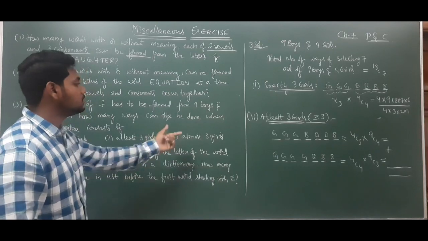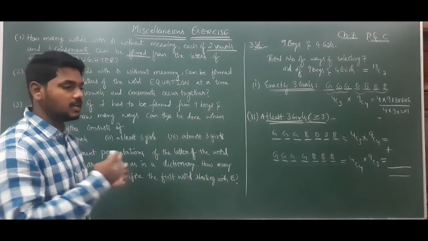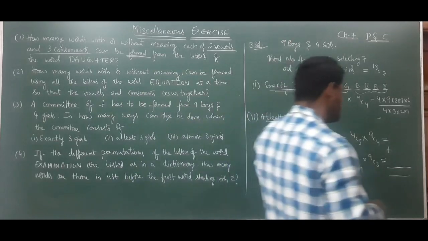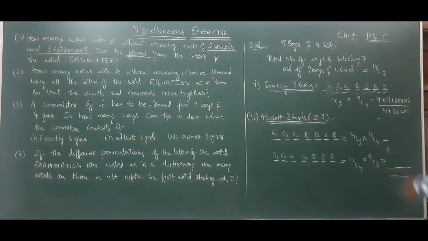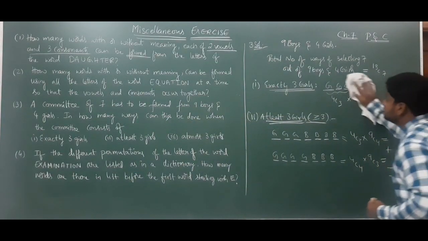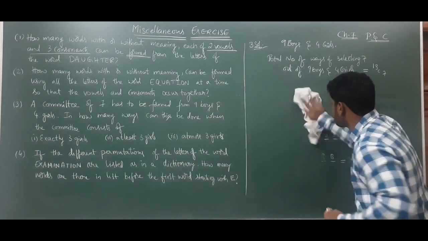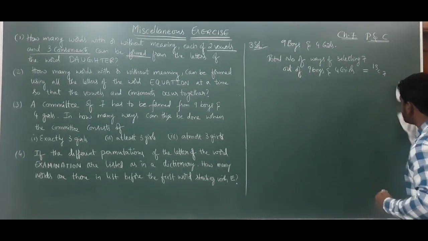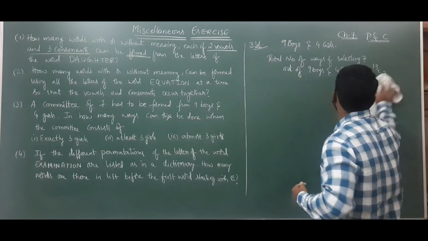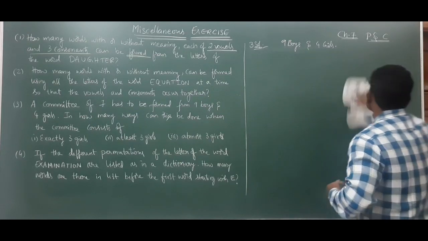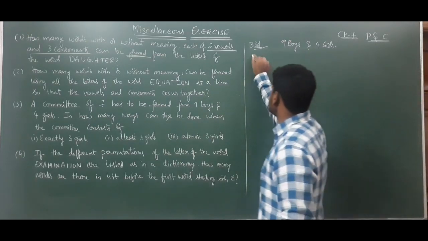Now, at most 3 girls. At most means what? Less than or equal to. So pause the video to note it down. Then we will do the third one. At most, now we do at most 3. Third case.